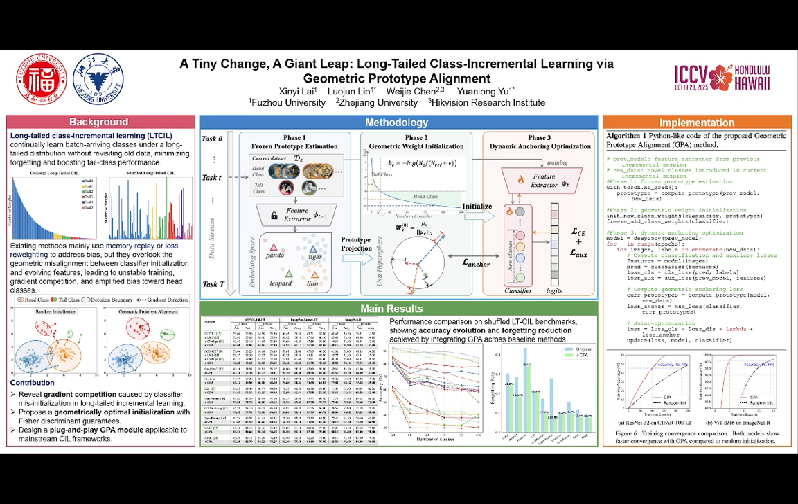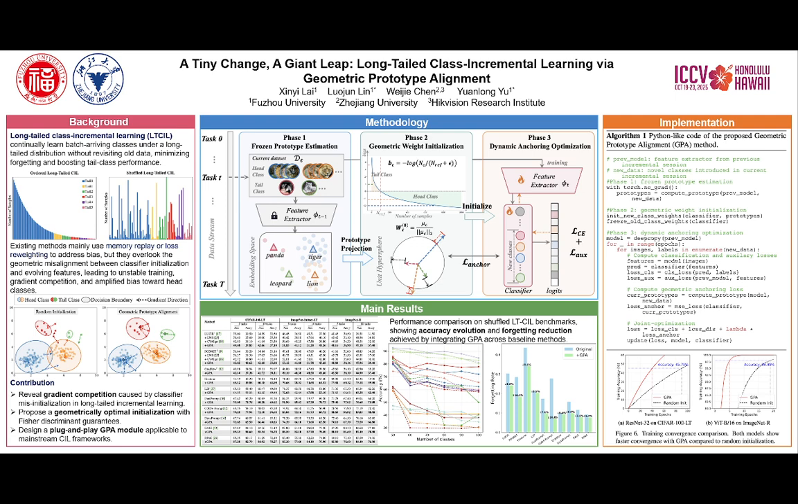Imagine a model that needs to learn new classes continuously from a stream of data, like a wildlife monitoring system identifying new species over time. This is class-incremental learning. Now, real-world data is often long-tailed, meaning a few head classes have many examples, while many tail classes have very few. LTCIL combines these two challenges, learning new classes sequentially without revisiting old data under this severe class imbalance. The goal is to minimize catastrophic forgetting of old classes while simultaneously boosting the performance on underrepresented tail classes.